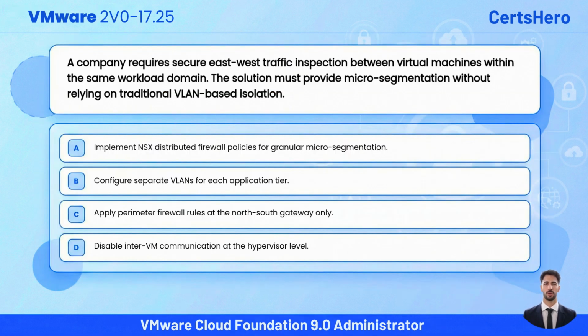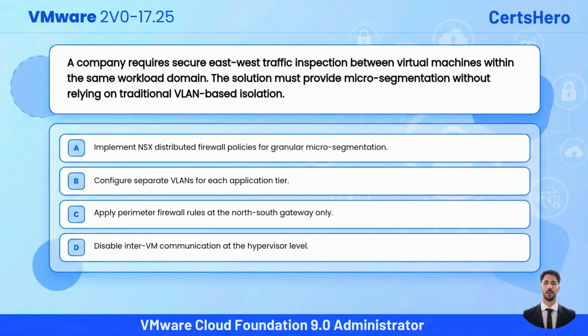Question number 2. A company requires secure east-west traffic inspection between virtual machines within the same workload domain. The solution must provide microsegmentation without relying on traditional VLAN-based isolation. Option A. Implement NSX distributed firewall policies for granular microsegmentation. Option B. Configure separate VLANs for each application tier.